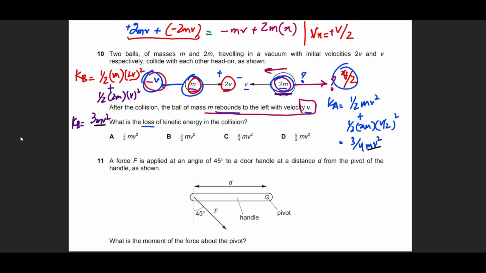What you can simply do to find just the loss of kinetic energy, or the change in kinetic energy, is just subtract the fraction. So this is 3 minus 3 by 4. So 3 minus 3 by 4 gives you 9 by 4, which is going to be option C.